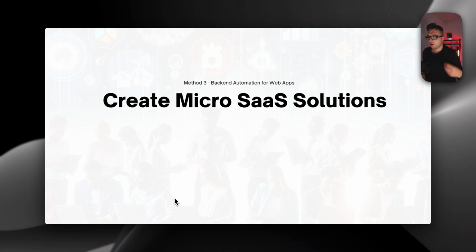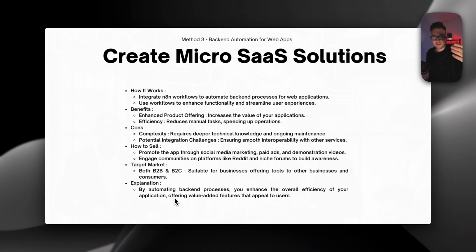Method number 3: create micro SaaS solutions or build backend automations for web apps. You build a front end for the web app and then use, for example, n8n workflows to automate the backend process for your web application. Whenever users do something on your web app, the n8n workflow fires up and users get a result. And this is an arbitrage method.